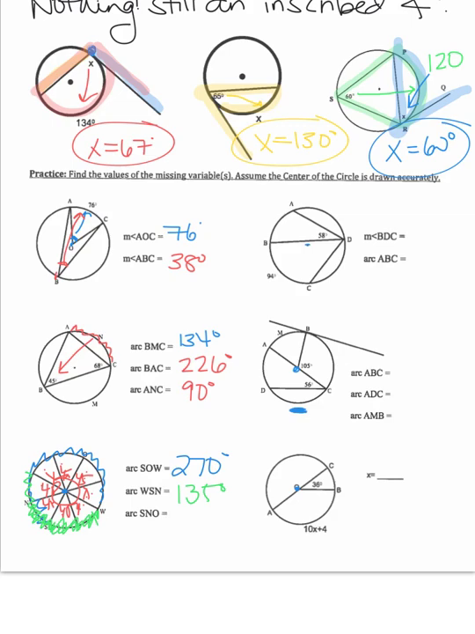And SNO. Let me erase some of these arcs here so I can see it. S, N, and O. Now that's half my circle, so that's just 180 degrees. Or I could do 45 plus 45 plus 45 plus 45. I'm also going to get 180 degrees.